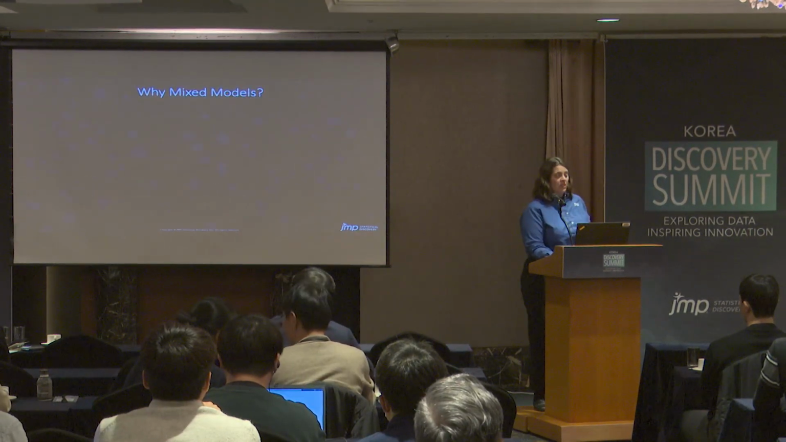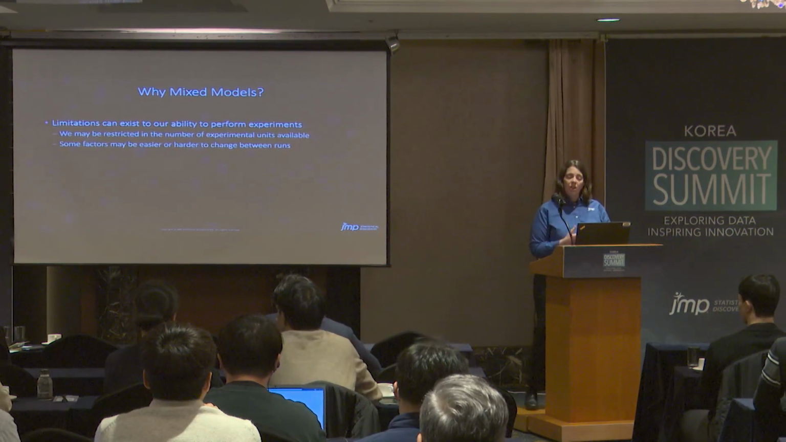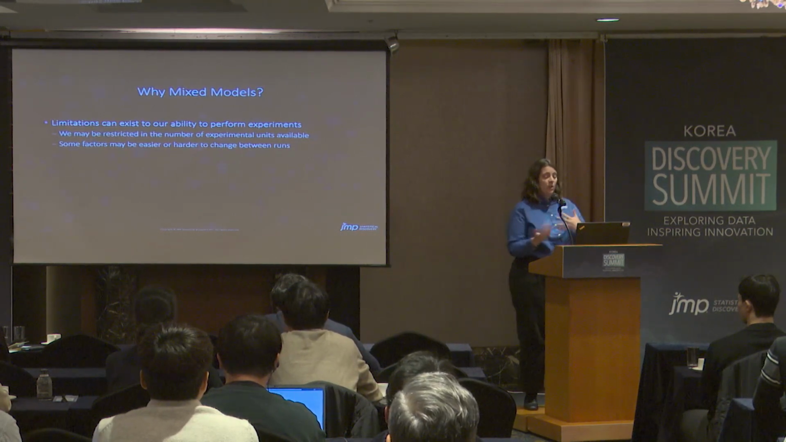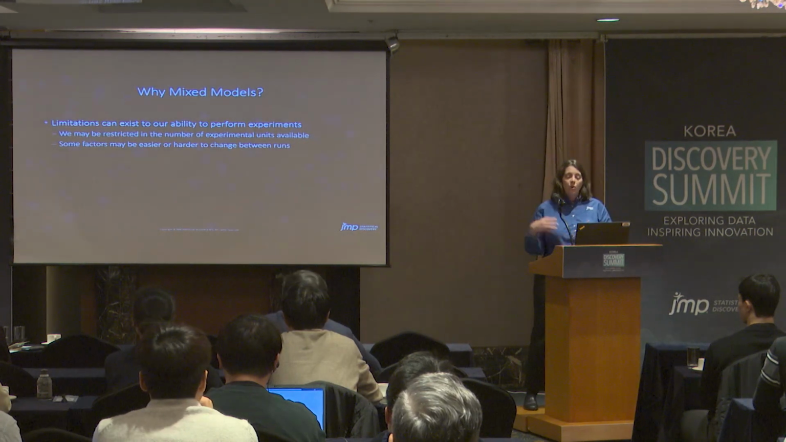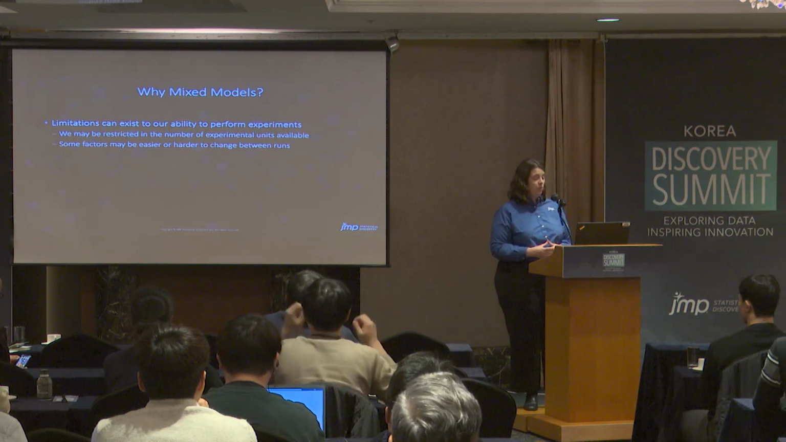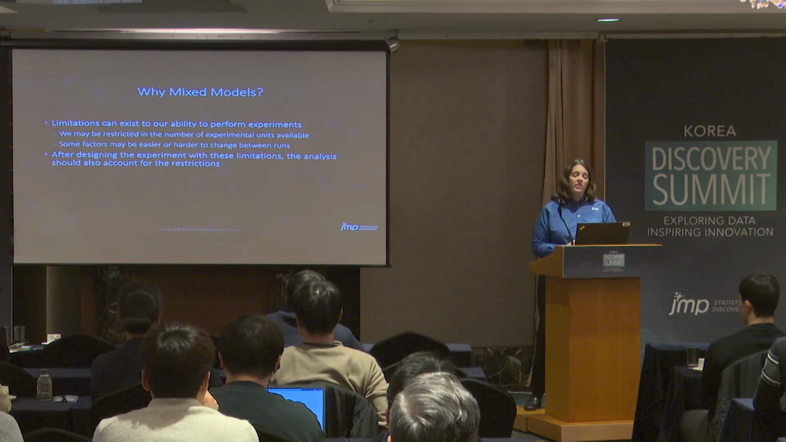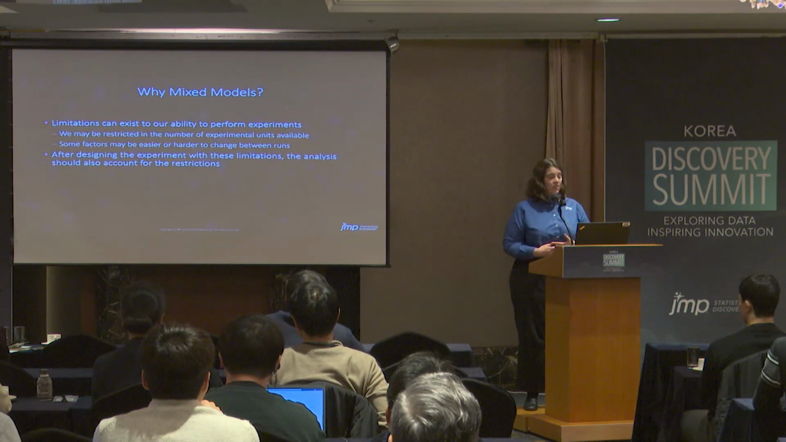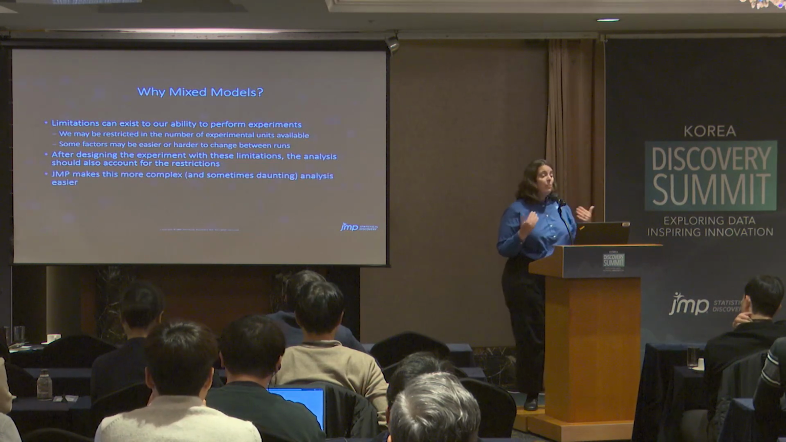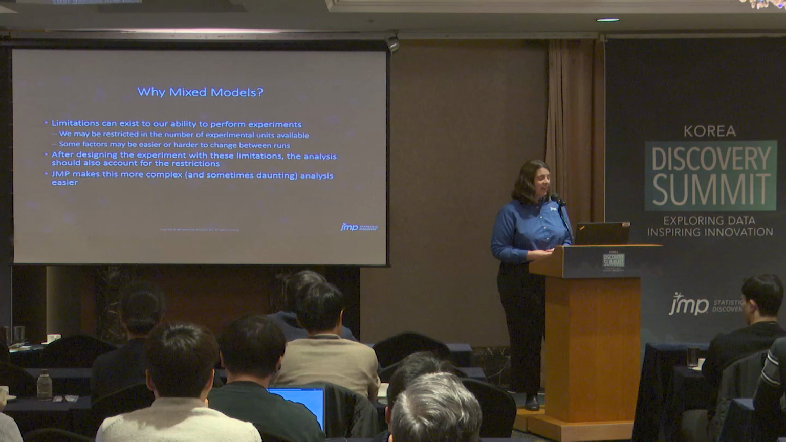So why are we interested in mixed models? Sometimes there are limitations or restrictions on our ability to perform those experiments. We might be restricted in the number of experimental units that we have available, or as Ryan mentioned, some of those factors may be easier or harder to change between the runs. When we design our experiments with those limitations, the analysis should also account for those restrictions. But JMP makes this more complex analysis, which is sometimes very daunting to a new user, much easier.